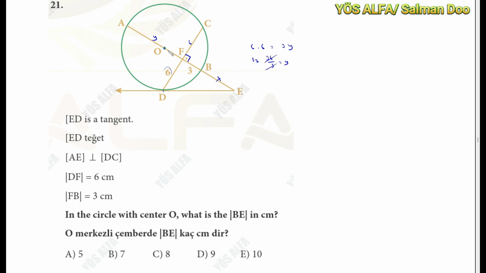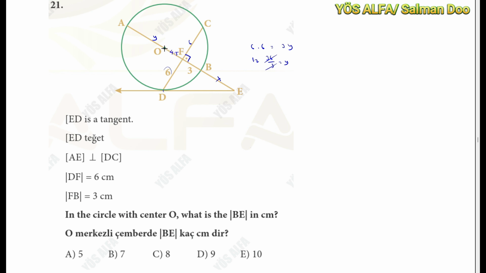If y is 12, then the radius of the circle is going to be, since this is 12, that is 3. So the diameter is 15. So the radius is 15 over 2, which is 7.5. Since we have 3 already here, so this length would be 4.5.